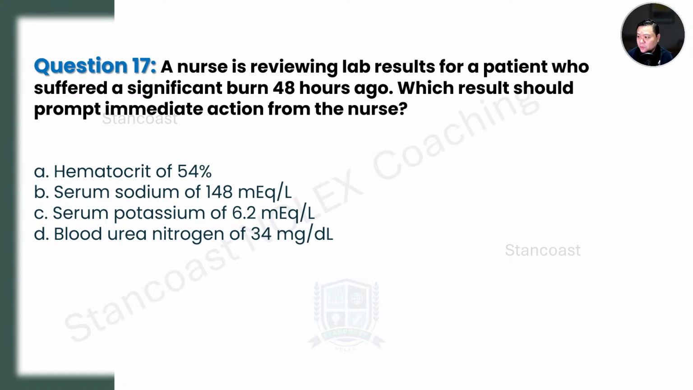A nurse is reviewing lab results for a patient who suffered a significant burn 48 hours ago. Which result should prompt immediate action from the nurse? A, hematocrit of 54%. B, serum sodium of 148 milliequivalents per liter. C, serum potassium of 6.2 milliequivalents per liter. And D, blood urea nitrogen of 34 milligrams per dL. Which result should prompt immediate action from the nurse?